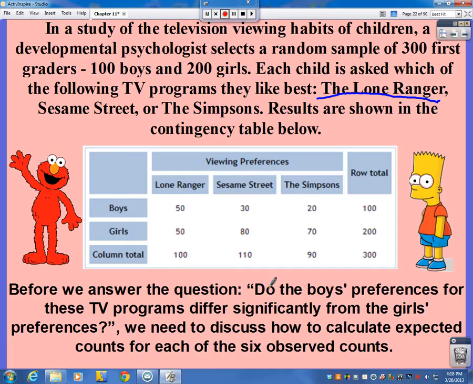Before we answer the question, do the boys' preferences for these TV programs differ significantly from the girls' preferences? We need to discuss how to calculate expected counts for each of the 6 observed counts. So here are our 6 observed counts. How many boys and girls liked watching The Lone Ranger, Sesame Street, and The Simpsons separately? Okay.